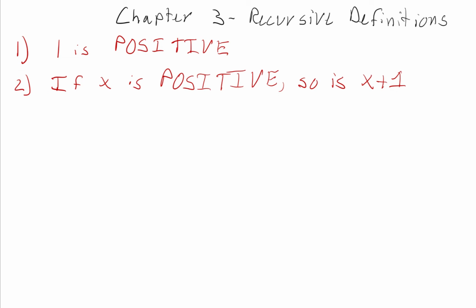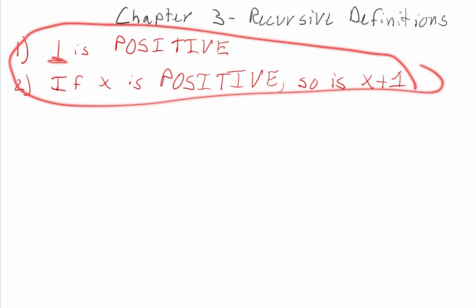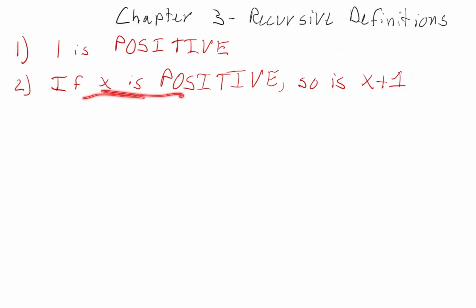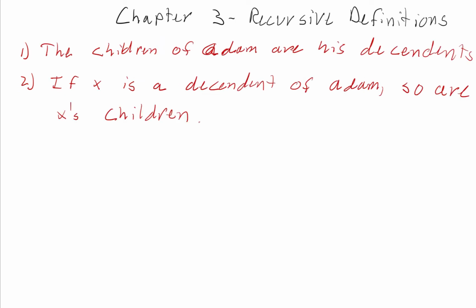So here is a recursive definition for positive numbers. 1 is positive. If a number is positive, so is that number plus 1. We can even use real-world examples, like the children of Adam are his descendants, and if x is a descendant of Adam, so are x's children. If we applied this rule, then everybody here today would be a descendant of Adam.